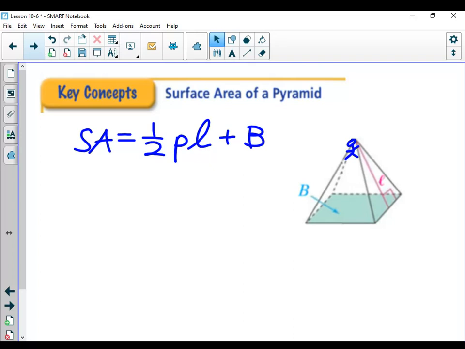Everyone wrote down the formula? It's hard to do a quiz on Tuesday if you don't have a formula. You don't have to memorize it, you just have to be able to look at it and use it.